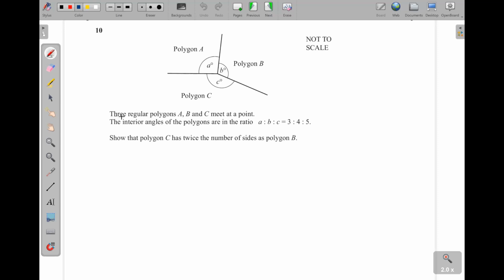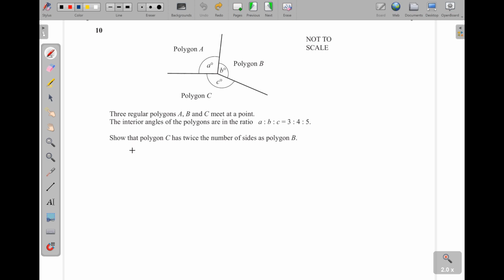Question 10. Three regular polygons A, B, and C meet at a point. The interior angles of the polygons are in the ratio A to B to C, which is equal to 3 to 4 to 5. Show that the polygon C has twice the number of sides as polygon B.